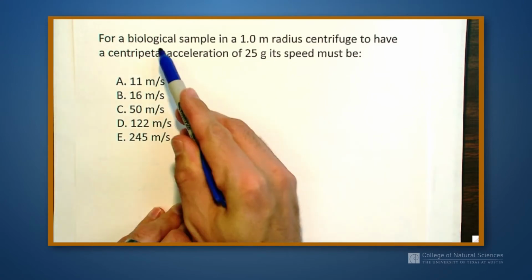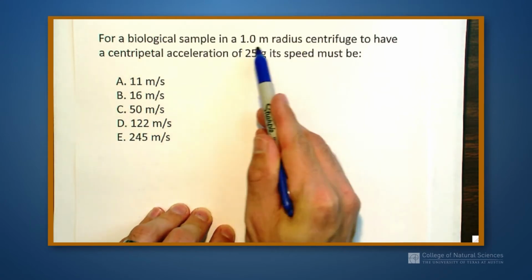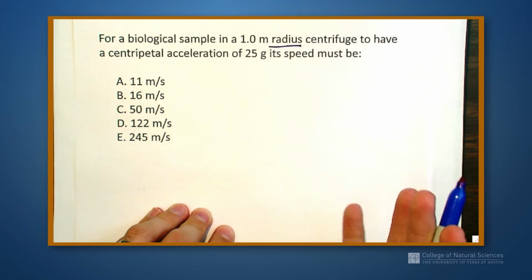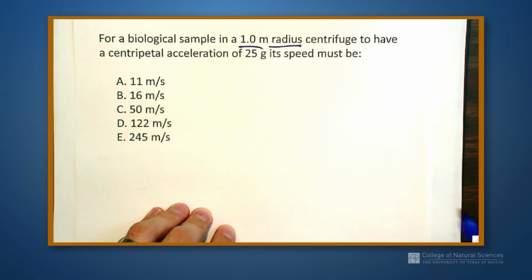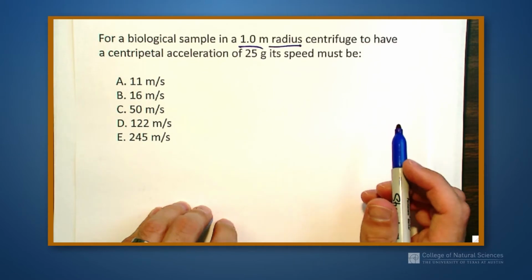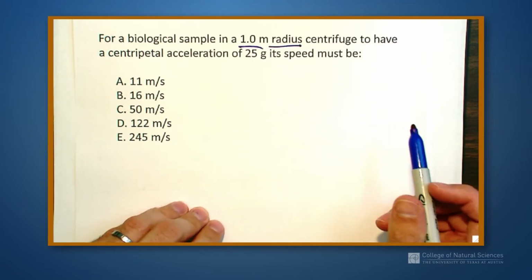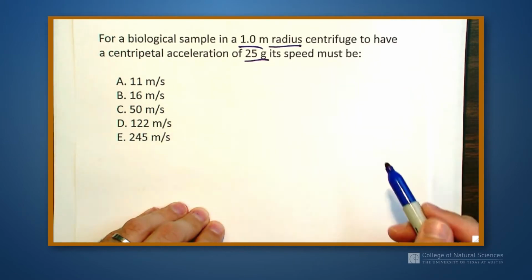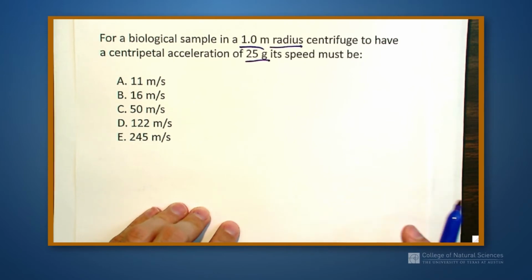Well, we're coming up with some interesting things. First off, we're putting in a biological sample in a very, very large centrifuge. It gives us a radius, which is nice, but it's 1 meter. It's a huge centrifuge, over 6 feet in diameter. And it has to have a centripetal acceleration of 25 g's.